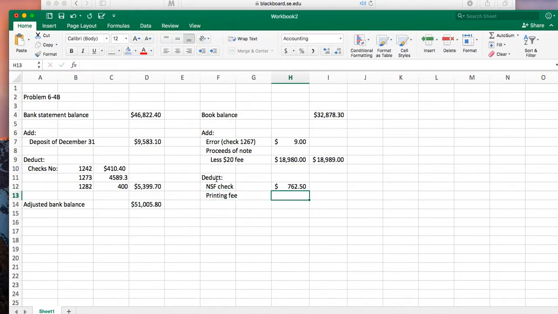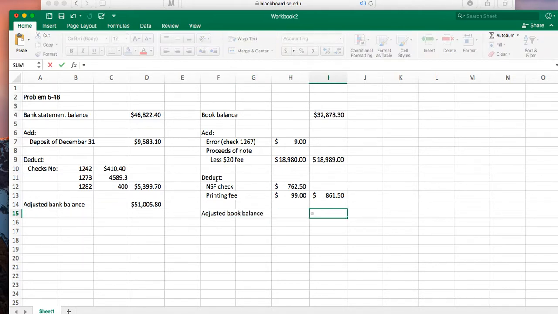And then we have a printing fee that they told us about in letter D. There's a $99 charge that we have not accounted for either. And if you wonder, did we account for it or not? I mean, in real life, you're going to know. But in the example that we're given in the book, we just have to make that assumption since it's given to us. So we have an adjusted book balance.